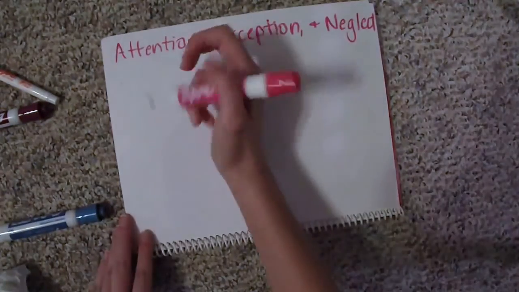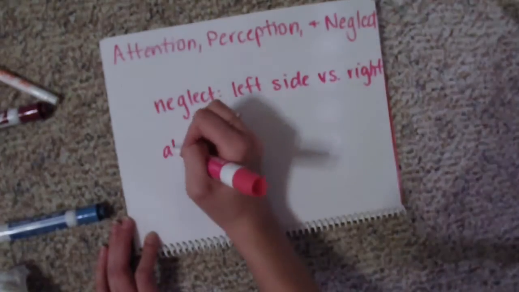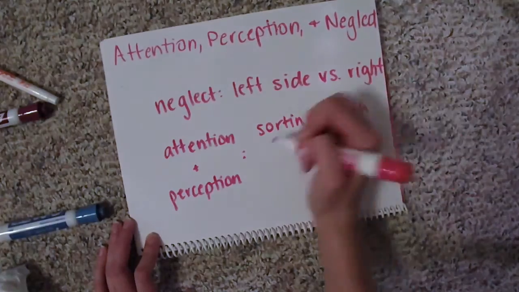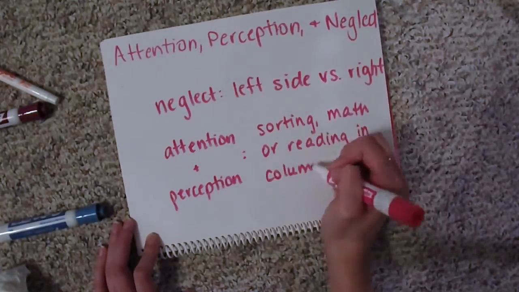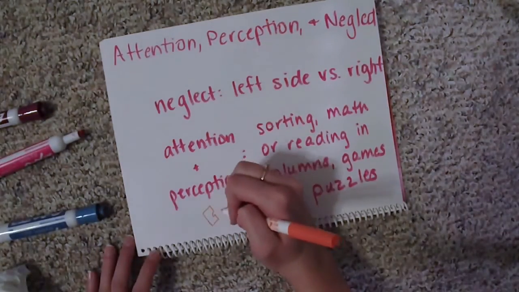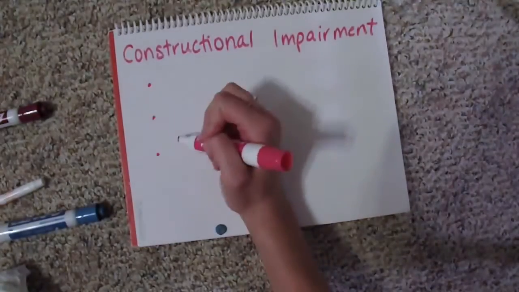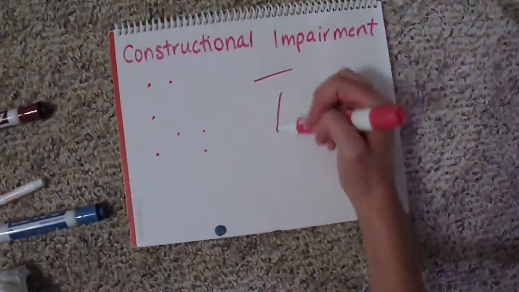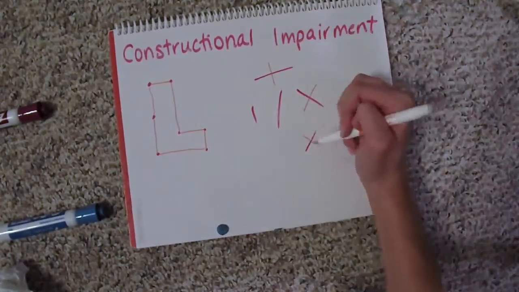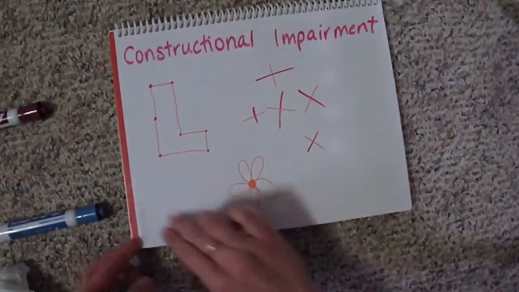Treatment for neglect can include having the patient name objects on their left and right sides, listen to the clinician's voice from their left or right side and identifying the source, etc. Treatment for attention and perception can involve sorting objects according to criteria, following columns in a newspaper, or playing easy card games and doing puzzles. Treatment for constructional impairment can involve having the patient draw lines between points or lines through other lines, connecting the dots to make letters or shapes, and copying or making their own simple drawings.